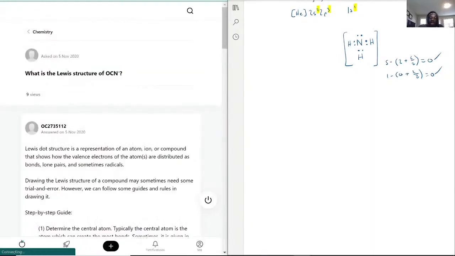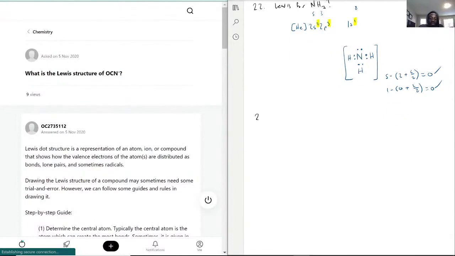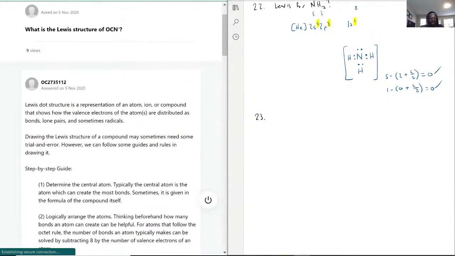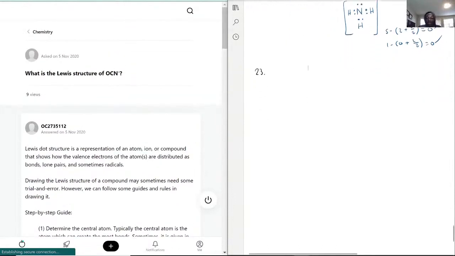HNO2, because for that one we didn't have to rearrange anything. So for this one, actually, the Lewis structure for OCN. This is going to be a little bit trickier, because just like the other one, we might have to do some rearranging. So let's actually start with CN, but let me just write down the question.